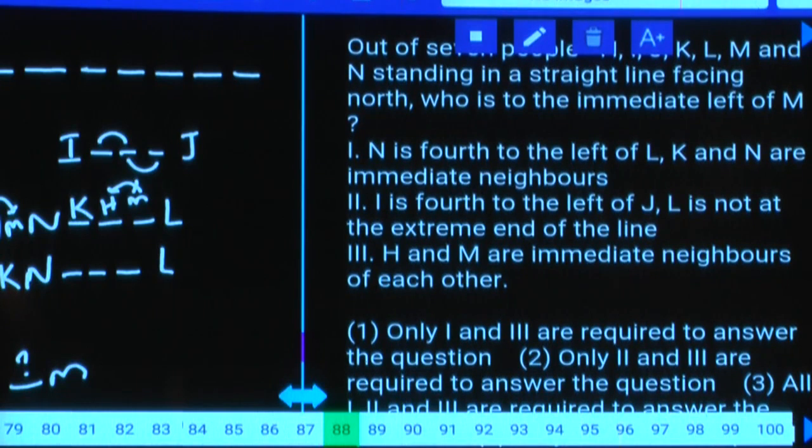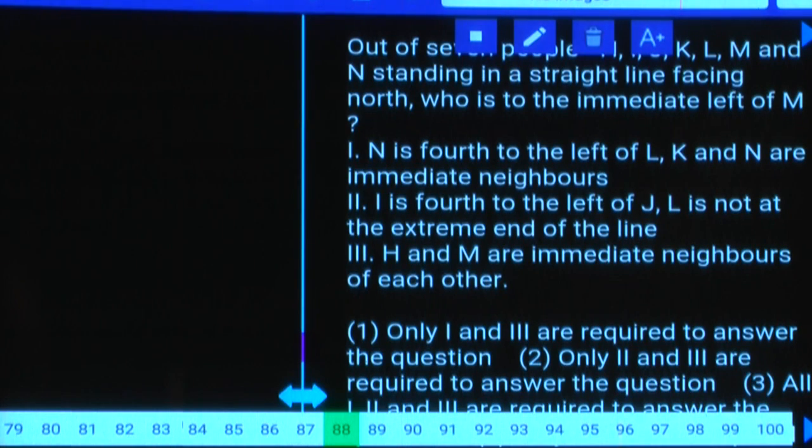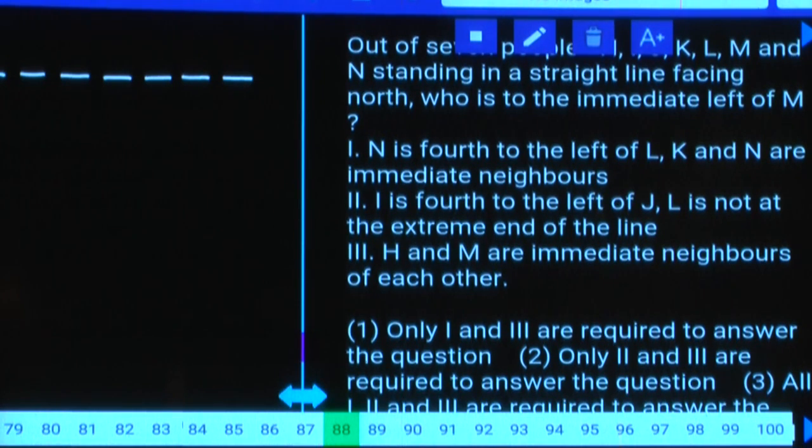Now 1 and 2: N is 4 to the left of L, K and N are immediate neighbors, and condition number 2, I is 4 to the left of J. I is 4 to the left of J, N is 4 to the left of L. Now we have these 2 categories. What are those 2 categories? Now 1, 2, 3, 4, 5, 6, 7. As N is 4 to the left of L, and now we are combining 1 and 2, L is not at the extreme end of any line. As L is not at the extreme end of any line, if L is here, and what about N? N is 4 to the left.